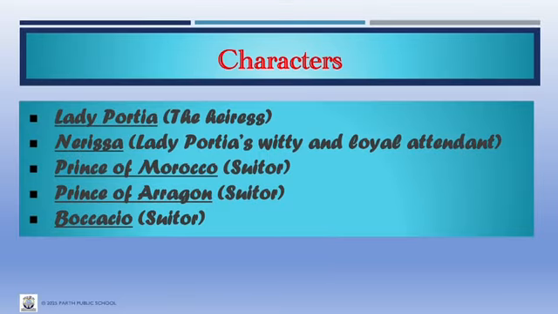The characters that we will be studying in this excerpt from the play are Lady Portia, the heiress; Nerissa, Lady Portia's witty and loyal attendant; the Prince of Morocco, suitor number 1, who will be coming to ask for Lady Portia's hand in marriage; then the Prince of Aragon, suitor number 2; and Bassanio, suitor number 3.